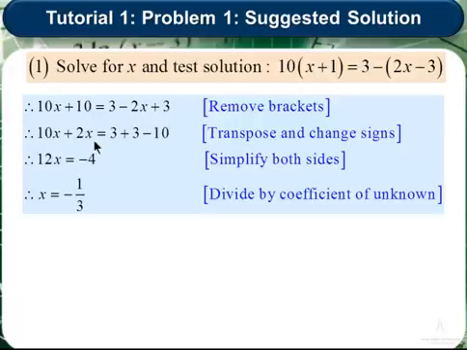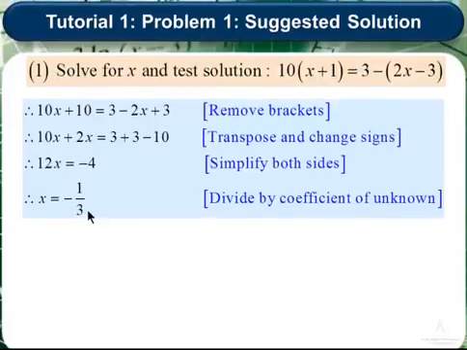After this we consolidate and transpose the unknown to the left and the constants to the right, as we did before. Just note the change in sign, and then we have the equation 12x is equal to minus 4, once we have simplified both sides of the equation. Dividing through by the coefficient of the unknown on the left hand side, we're left with the solution in this case, x is equal to minus a third.